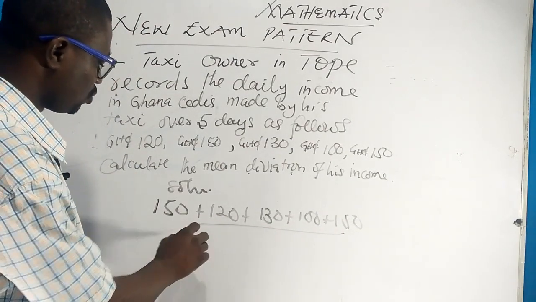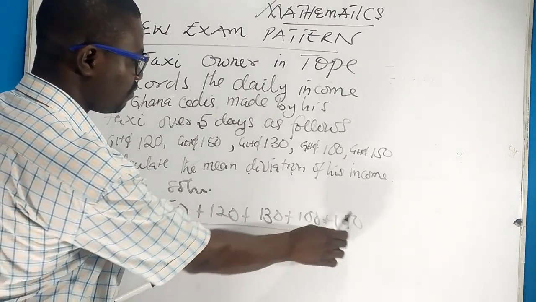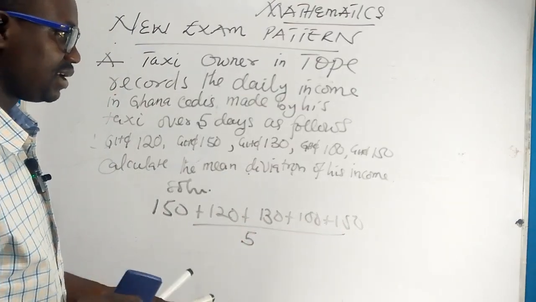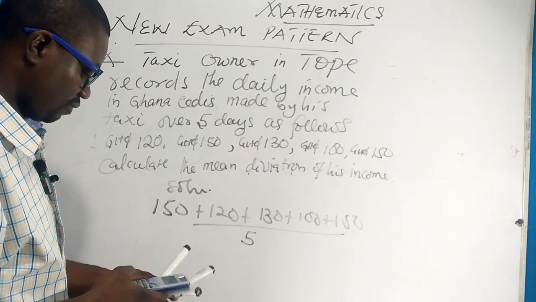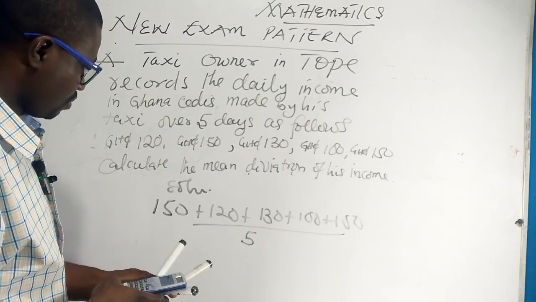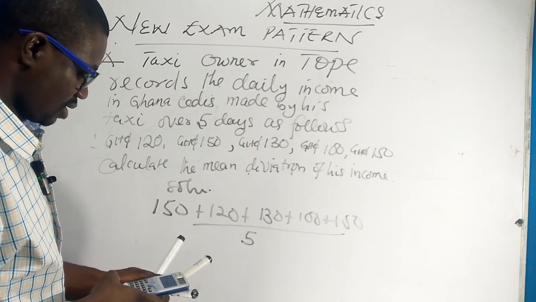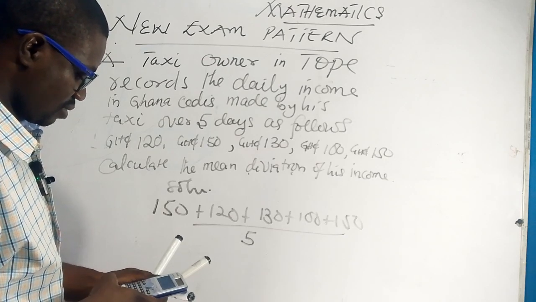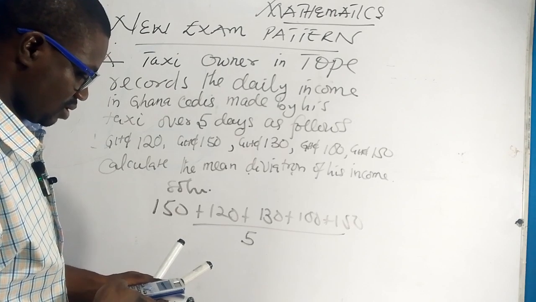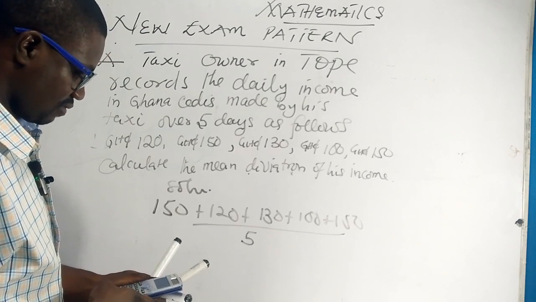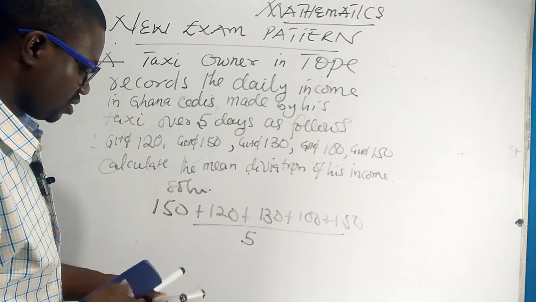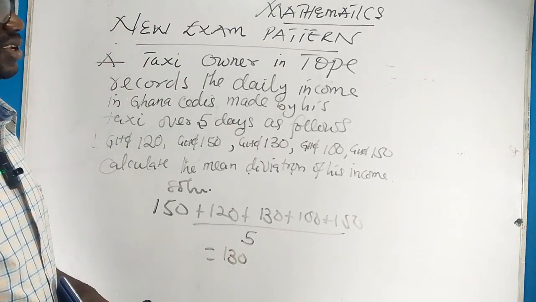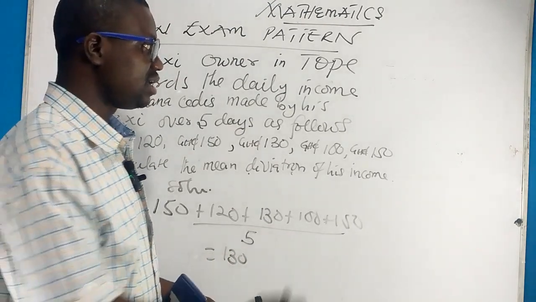So let's look at it. That's going to be 1, 2, 3, 4, 5 items. So divided by 5. So when you divide 150 plus 120 plus 130 plus 100 plus another 150 by 5, you are going to get 130. Now when you get 130, then you draw a simple table.